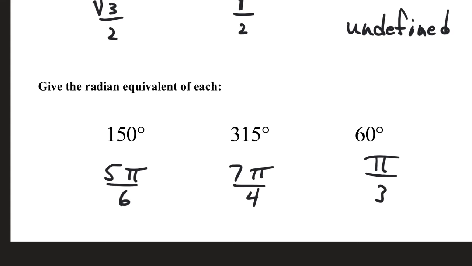Now, don't forget the old school way to translate. If you haven't quite got your unit circle under control, you can multiply all of these by pi over 180 degrees. That was how we translated them initially in class.